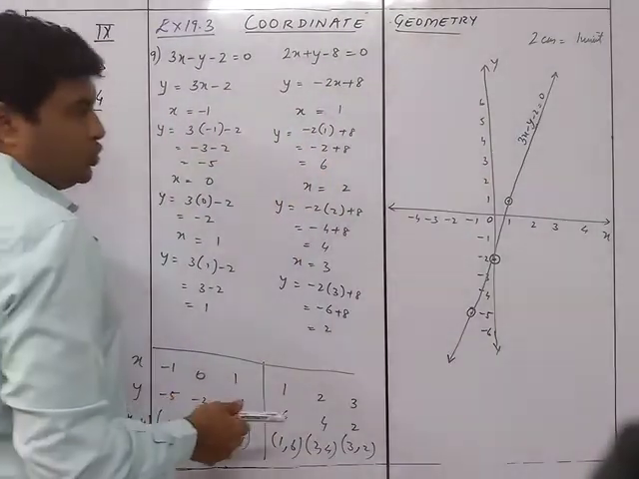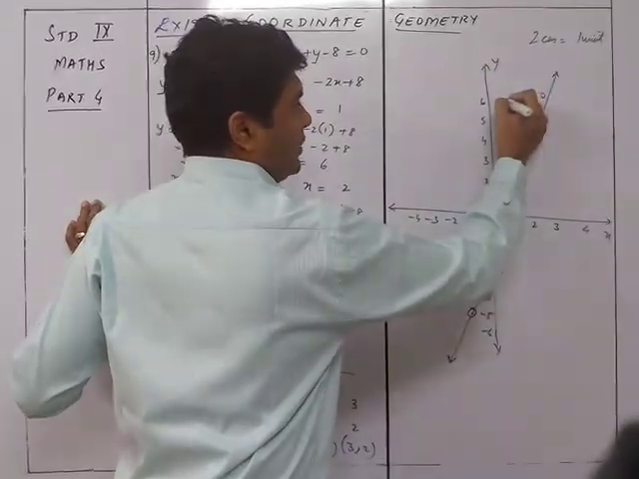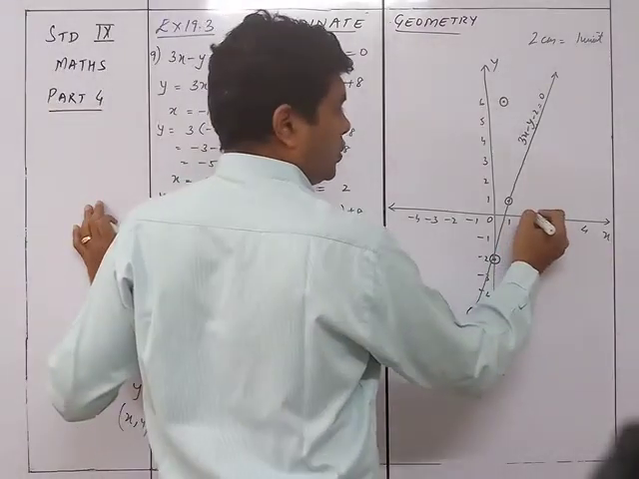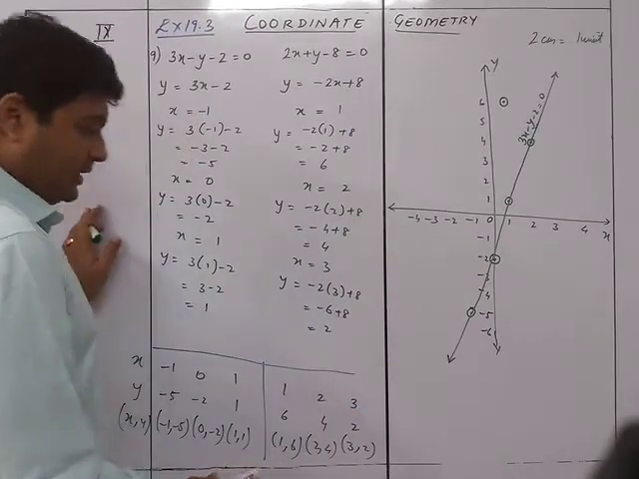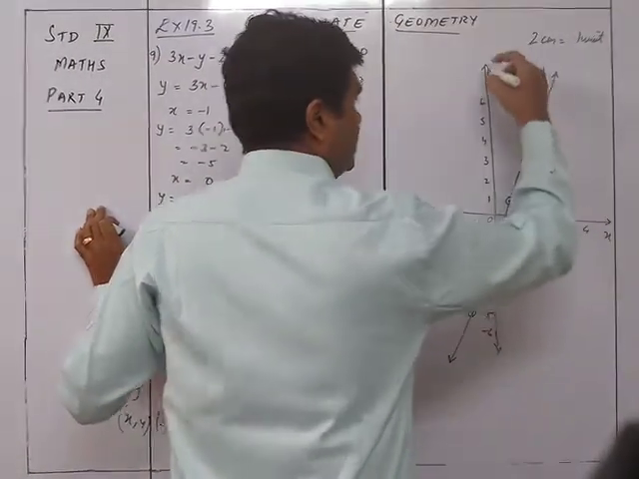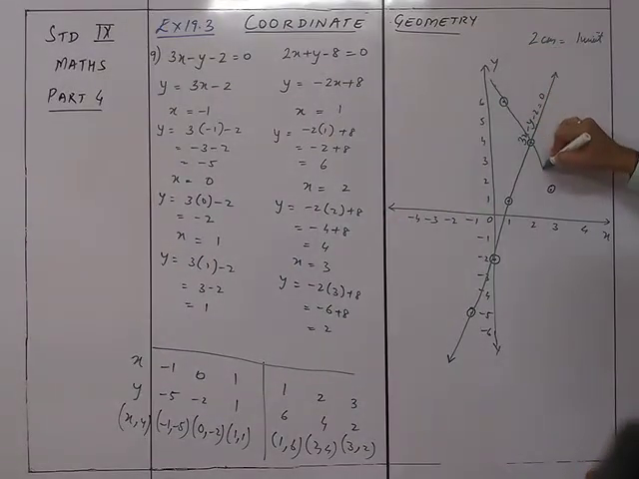The second one is the 1, 6. So 1, 6 is a point over here. 2, 4 will be a point over here. And 3, 2 will be a point over here. So this will be giving you the line which will be something like this.